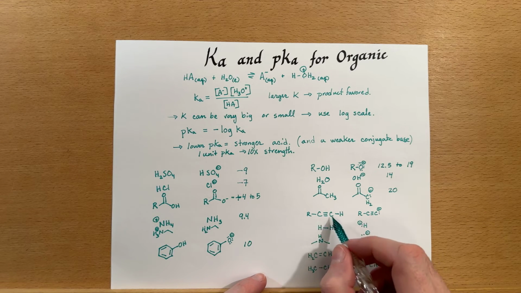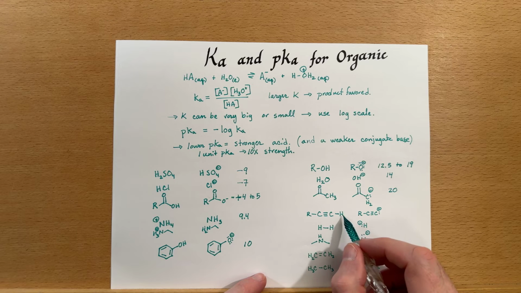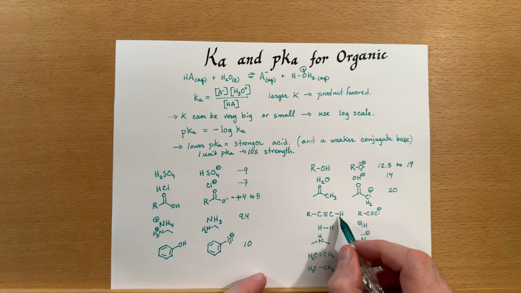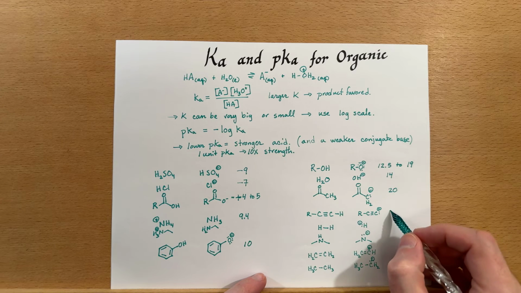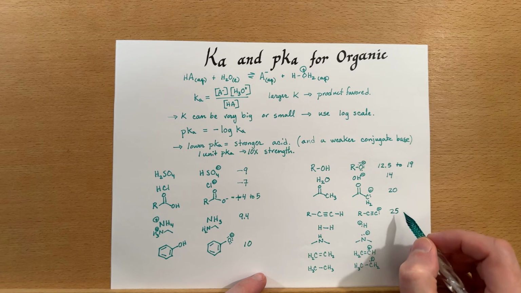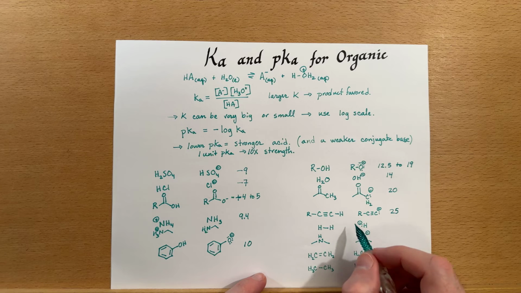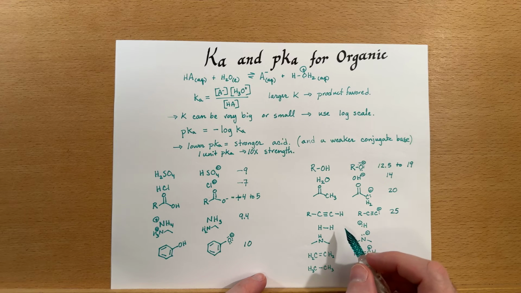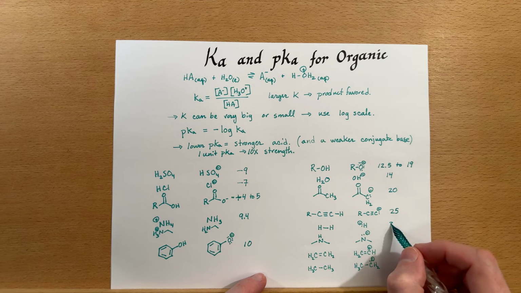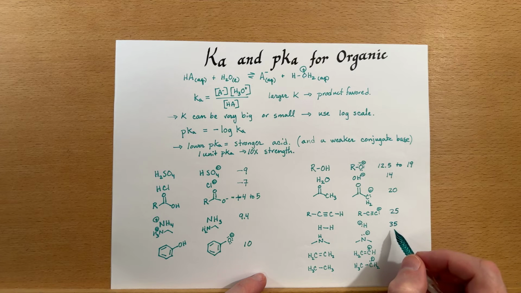So here's an alkyne, and if we have a terminal alkyne, so an alkyne at the end, we can pull this proton off, but that takes, it's 25, so it's not very acidic. Hydrogen is 35, so very not acidic.